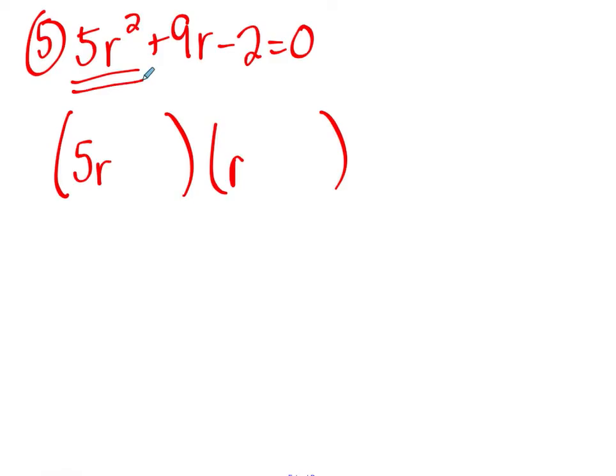5r and r will give you this. What you put here and here has to multiply together to be negative 2. So what multiplies to be 2? 2 and 1, that's it. To be negative 2, it could be negative 2 and positive 1, or positive 2 and negative 1.